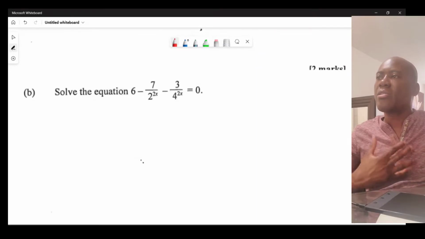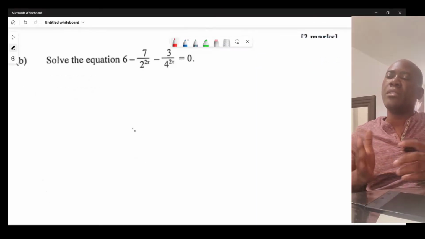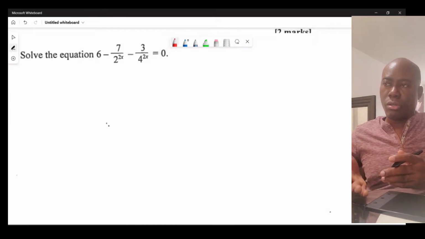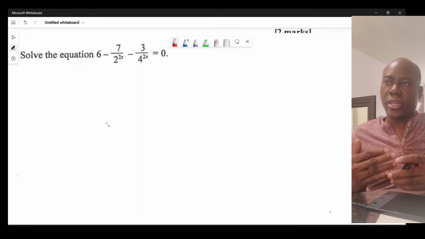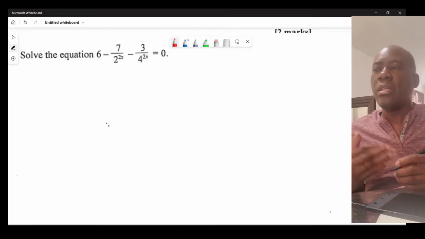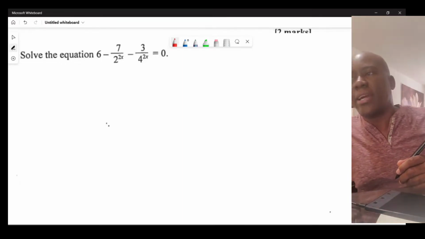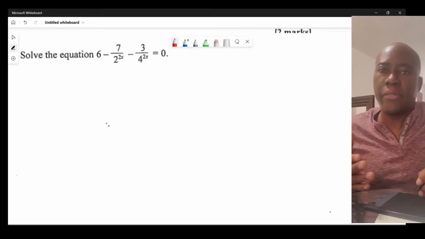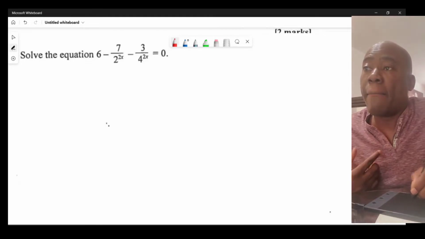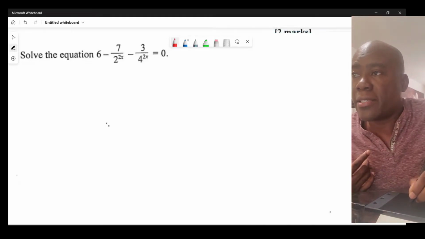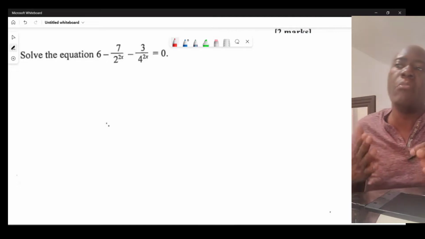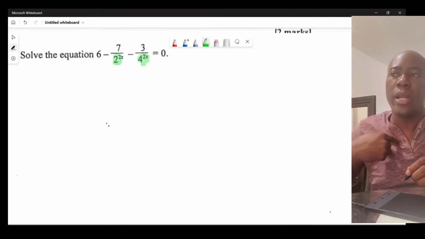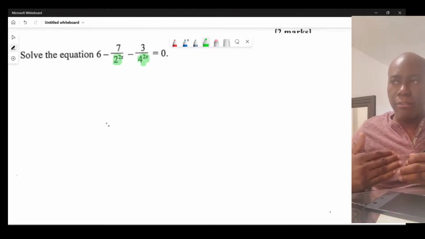It says, solve the equation 6 minus 7 over 2 to the 2x minus 3 over 4 to the 2x equals 0. What I want to do, this looks like a hidden quadratic at the moment. So what we're going to do is just to quickly jump on this here. I'm going to be multiplying throughout, so that I don't work with a fraction, but at the same time I want to establish an idea first.